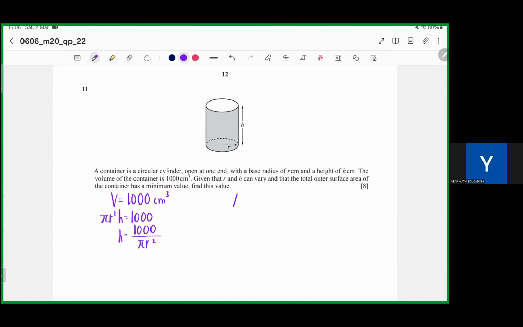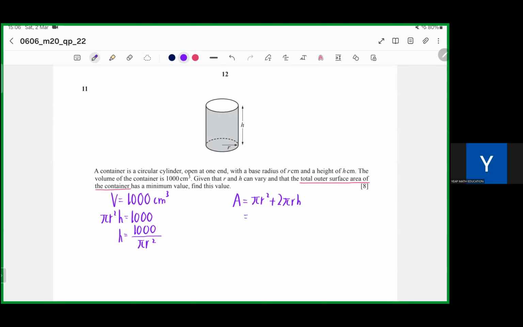Now you need to read this question carefully, because it already gives you the total outer surface area of the container. It means you just calculate the outer surface area only. You don't need to calculate all the surface area. If you calculate all the surface area, you will get the wrong answer, because the question already says so. Now, pi r squared plus 2 pi r h. You can see it is already labelled here.